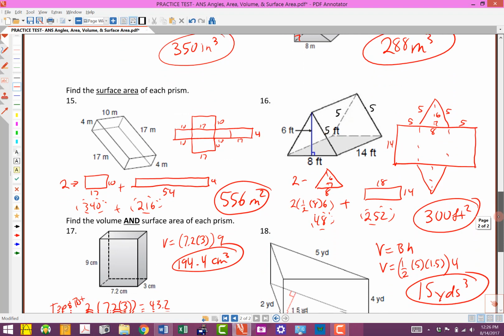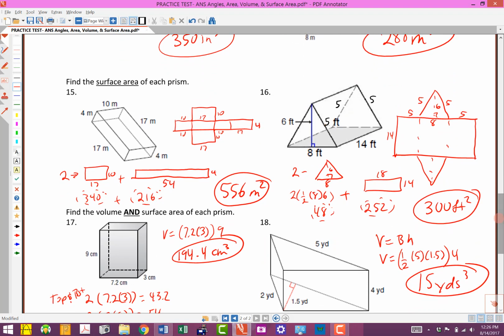Okay, let's take a look at these next ones. Let's see, find the surface area of each prism. Okay, so I did this 2 different ways. I want you to take a look. I drew a net, which I know some people like. And then I also did it another way. I'm going to talk about that in just a second.